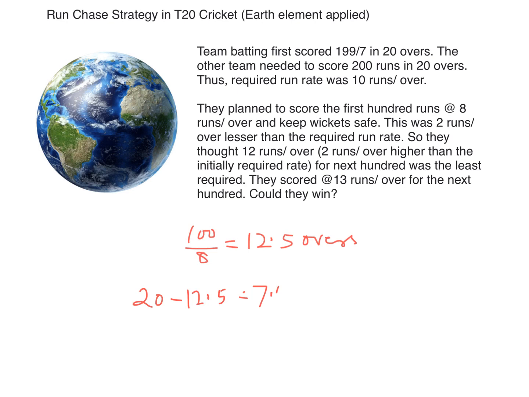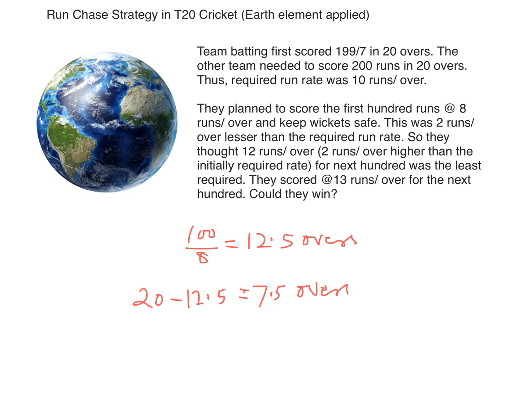I think by this time you might be realizing that there is something wrong now, because when they scored at somewhat slower run rate than required, then they have taken more overs here, that is 12.5 overs. So though this 100 is half of 200 required, the overs used to score this is more than half. So to score at higher rate, they are now having lesser overs than what they might have thought. So this is 7.5 overs.